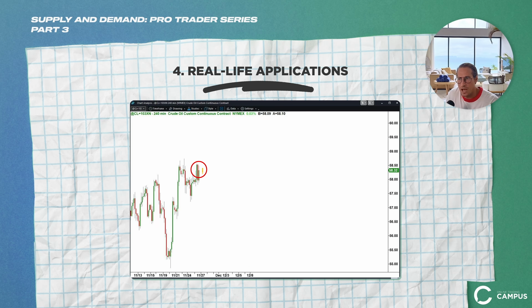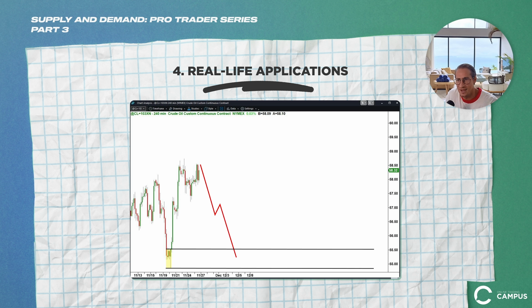Next step, go down and left without cutting through candles. Very important. Don't cut the candles. Look for a drop-base-rally for the origin of a strong move. Once you've identified the demand zone, draw the proximal and distal line and move them forward. When price comes down here, what do you want to do? Buy, right?